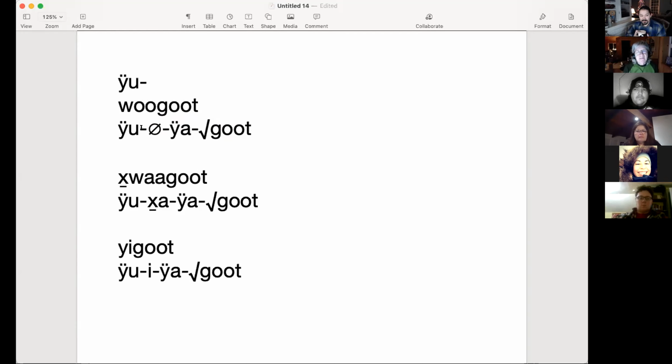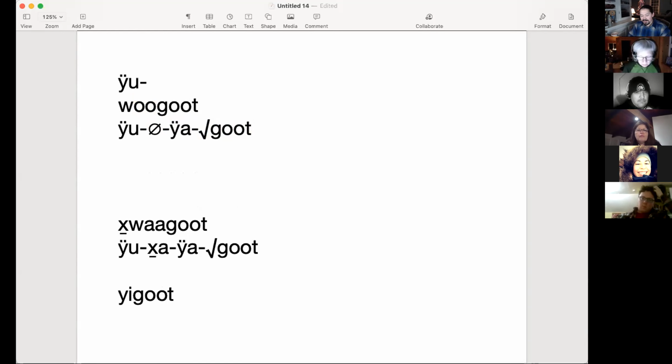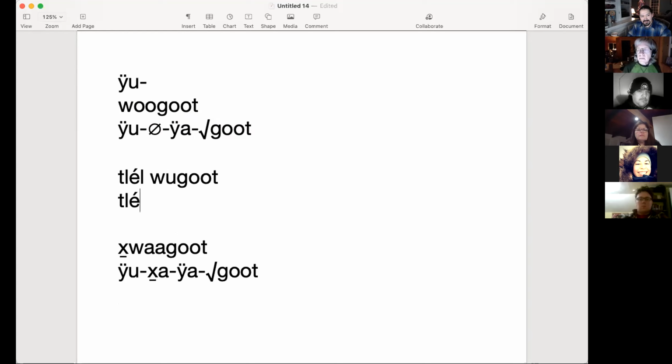And where does the classifier show up in wugut? I don't see it. Yeah, so that's why this is long, because y plus nothing plus ya gets you woo. And the way we know that is because if you said didn't walk, you get kleshwugut. And so now it's short, because now you get klesh, and then you get y, and then you get 0, 0.